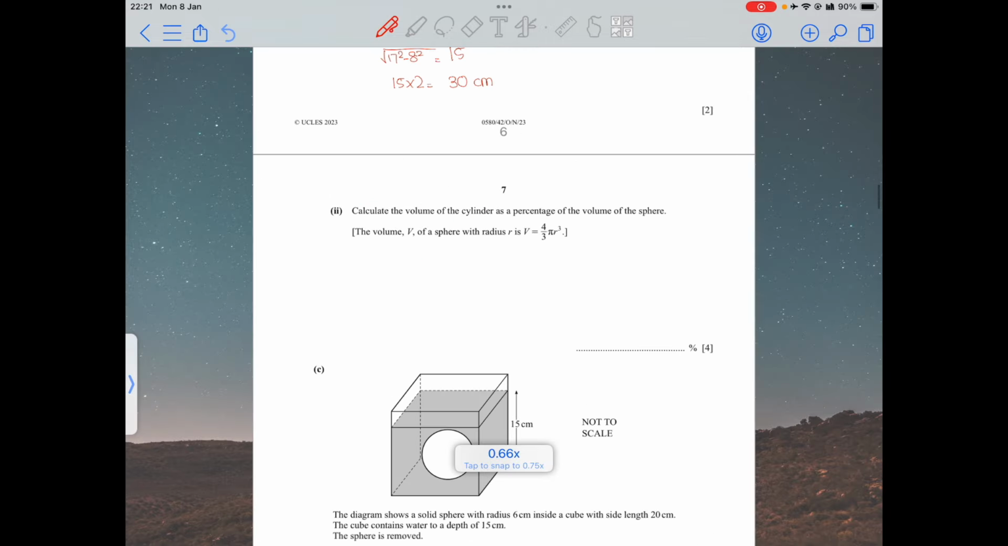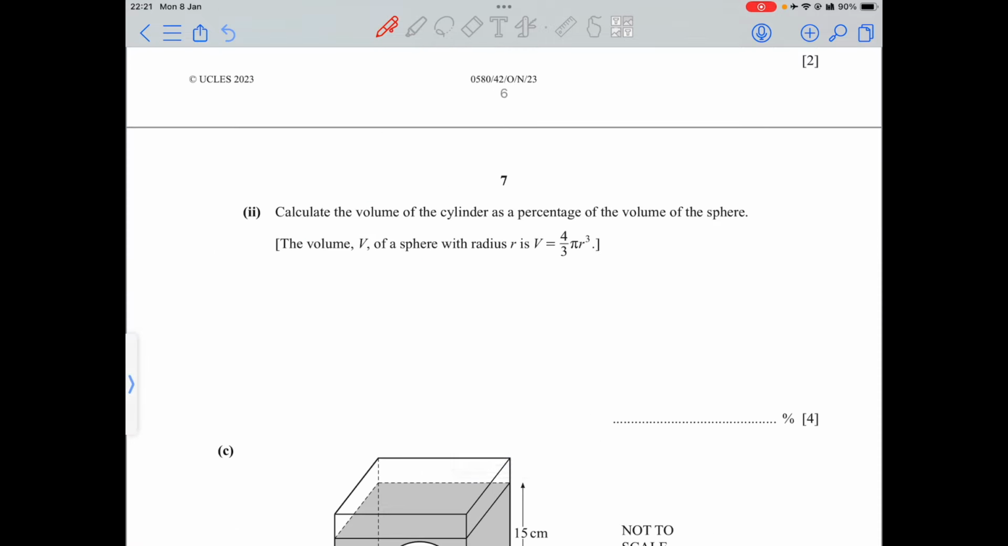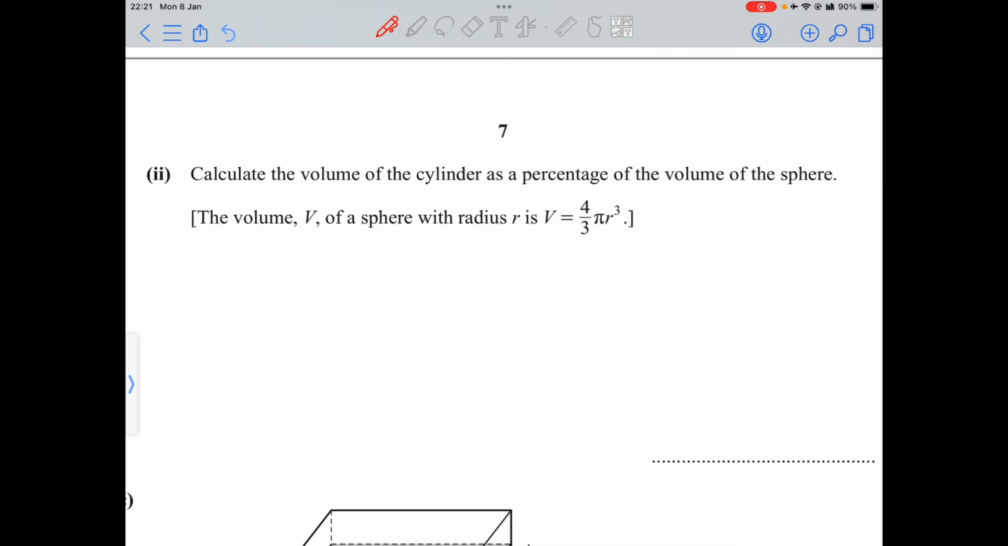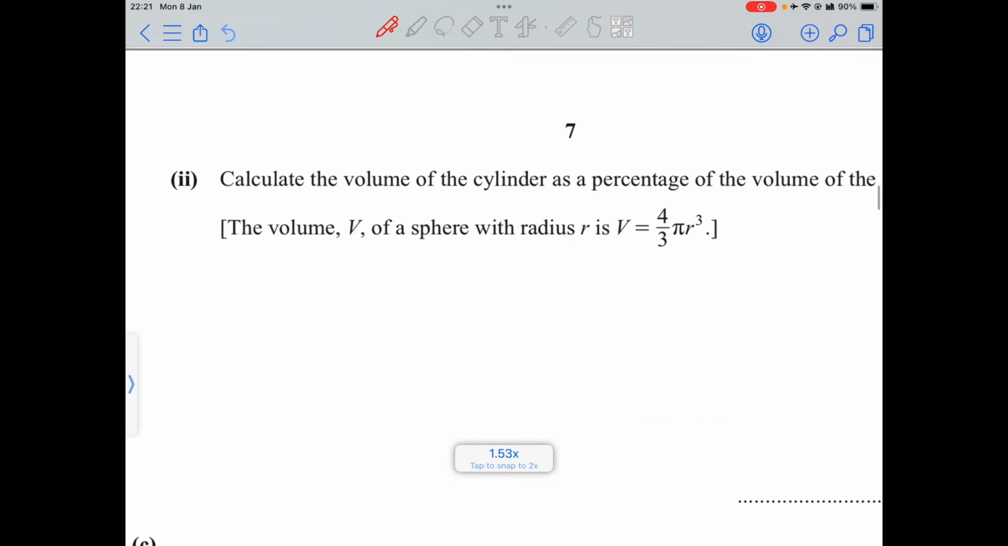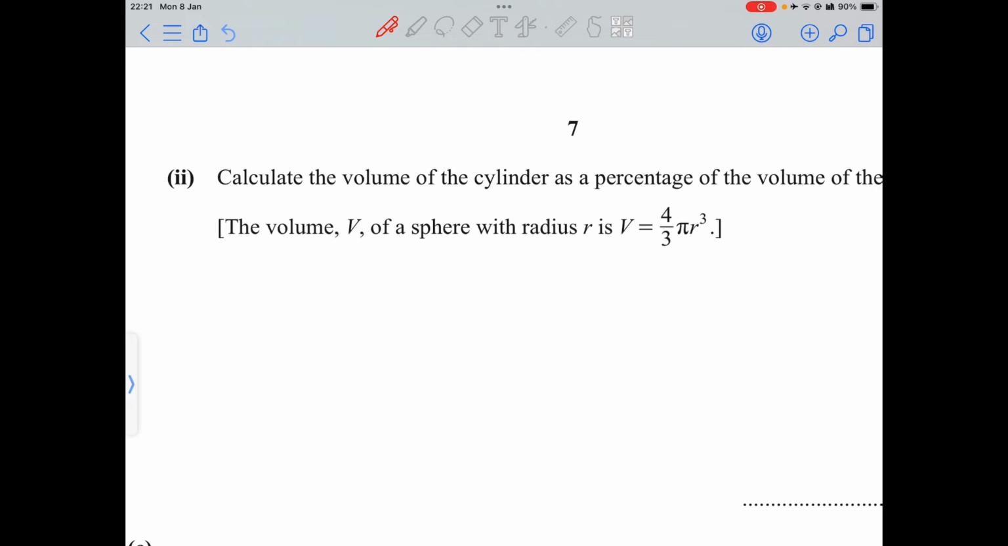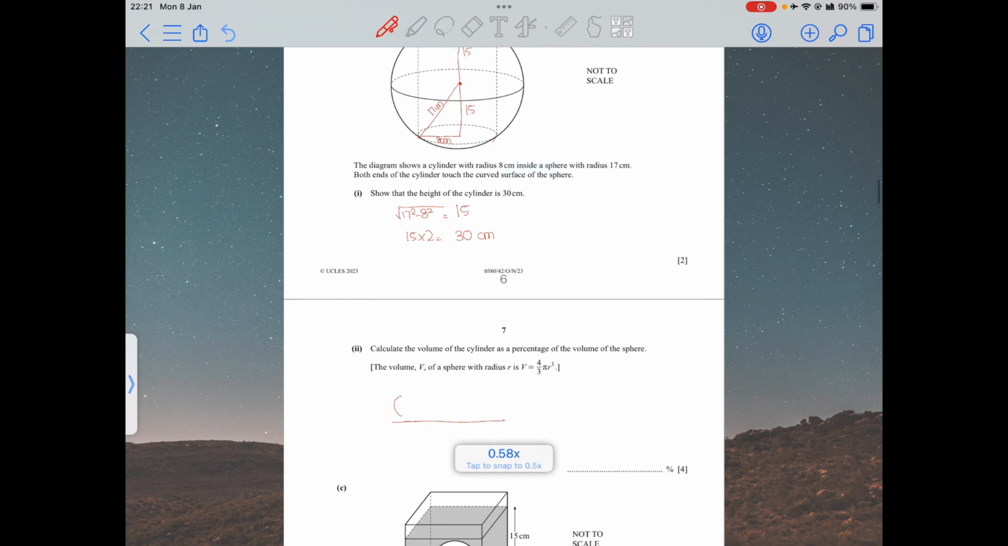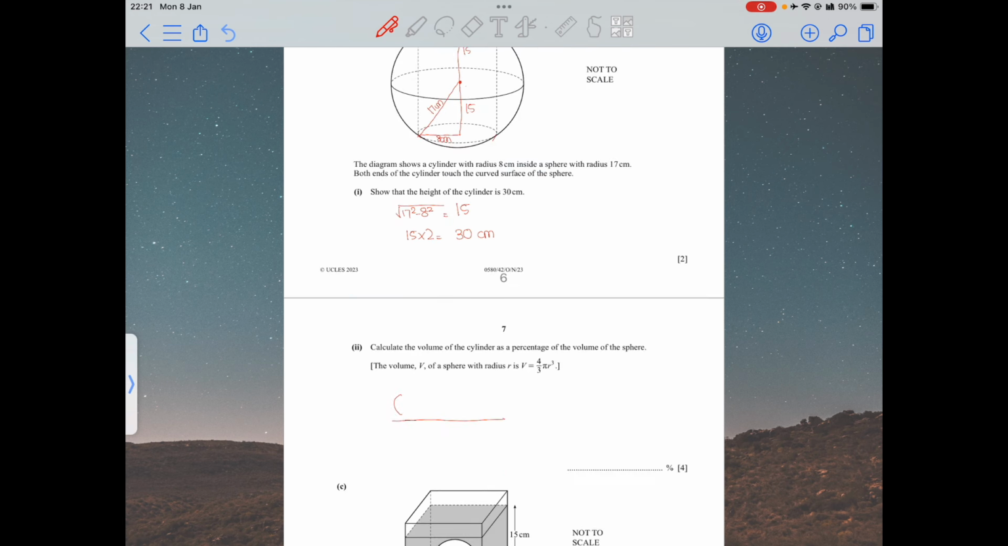Now the next question is a 4-mark question. Calculate the volume of the cylinder as a percentage of the volume of the sphere. Now the volume of a cylinder is the base area times the height. So I'll take it as a fraction, because I would do it simply in the calculator. Now the base area, its radius is 7.5. No, the radius is 8. Okay, the radius is 8.